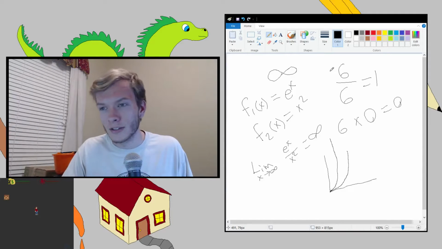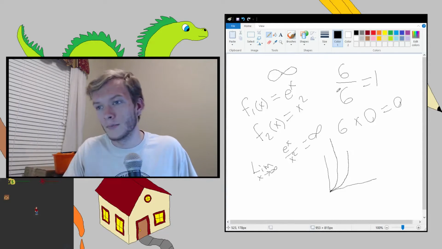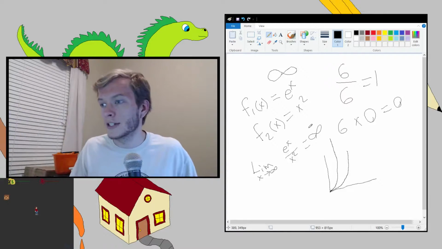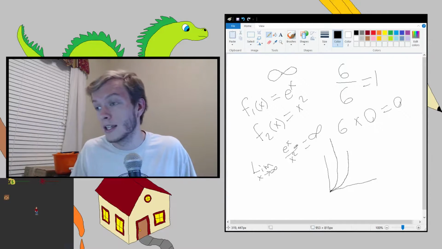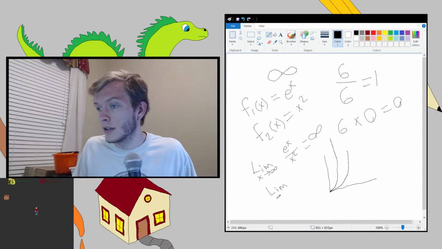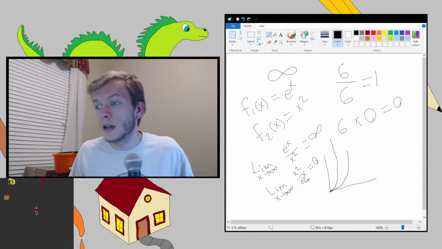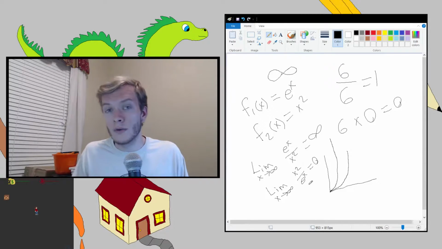It's greater than 1. So it's not a regular fraction. It's an improper fraction, if you want to say that. But if we flip this, the limit as x approaches infinity of x squared over e to the x, then we find that this is equal to 0, because there is a very large number dividing a significantly smaller number.